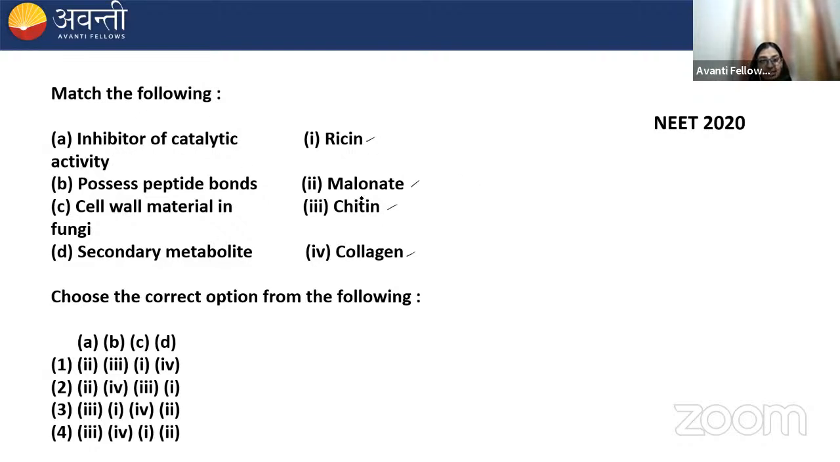Inhibitor of the catalytic activity is malonate. A is 2. Possess peptide bond: I told you collagen is a protein, and the protein has the peptide bond. B is 4. Cell wall material in fungi: cell wall of fungi is made up of chitin. So C is 3. And D is secondary metabolite: ricin is a secondary metabolite. So A2, B4, C3, and D1. So the correct option is 2.